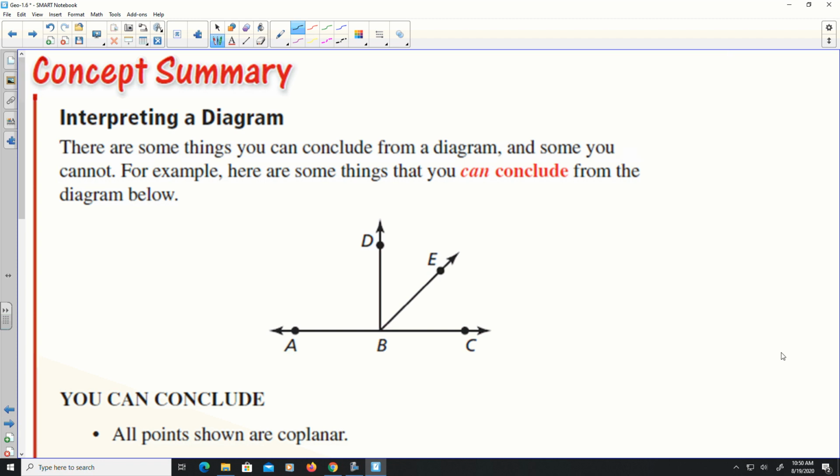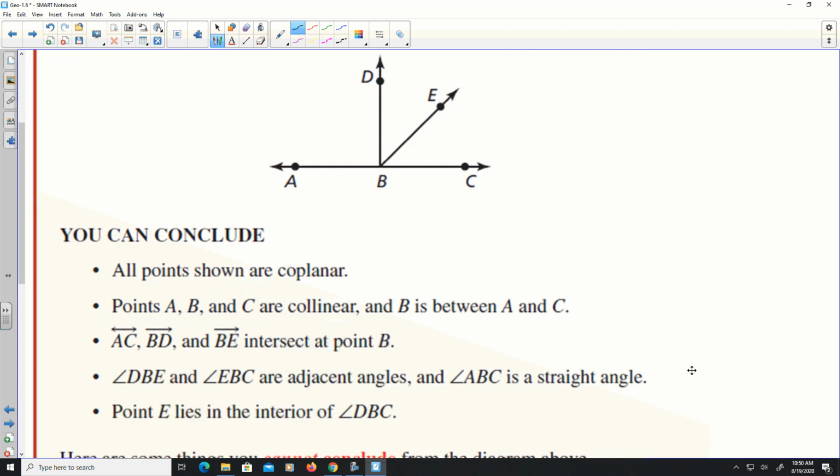Last thing that we're going to look at is being able to interpret some things dealing with angle measurement and angle relationships. It says there are some things that you can conclude from the diagram and some things you cannot. For example, here are some things that you can conclude from the diagram below. It says here that you can conclude that all points shown are coplanar, which means they're all on the same plane. A, B, and C are collinear, which means they're on the same line. Line AC, line BD, and line BE intersect at point B. Angle DBE and angle EBC are adjacent, ABC is a straight angle, and point E is in the interior of angle DBC.